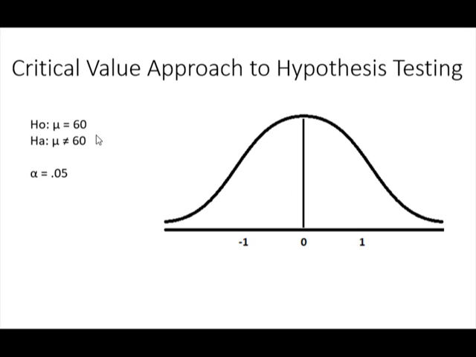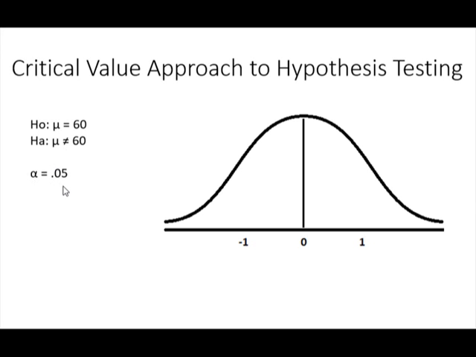We're going to assume that this is a two-tailed test, meaning the null hypothesis is that the population mean is equal to a specific number. For no particular reason, let's assume it's 60. And the alternative hypothesis is everything else. So if the null hypothesis says that the population mean is equal to 60, the alternative hypothesis is that it's not equal to 60.